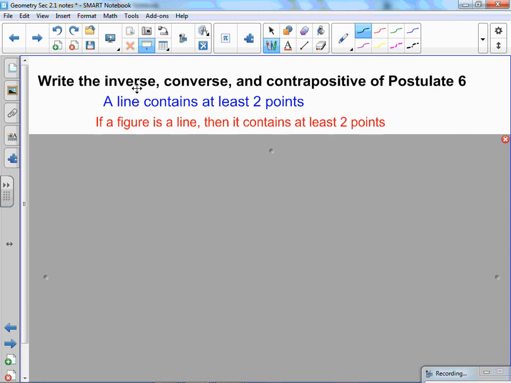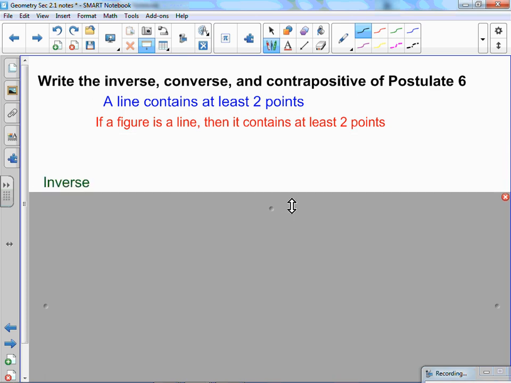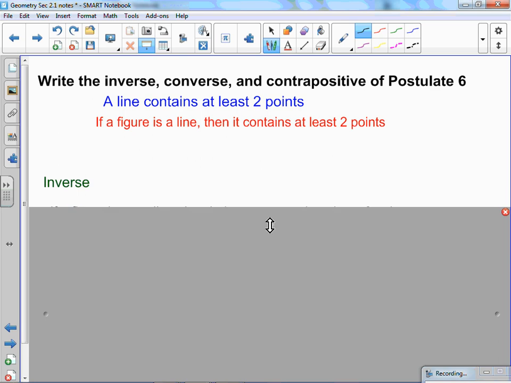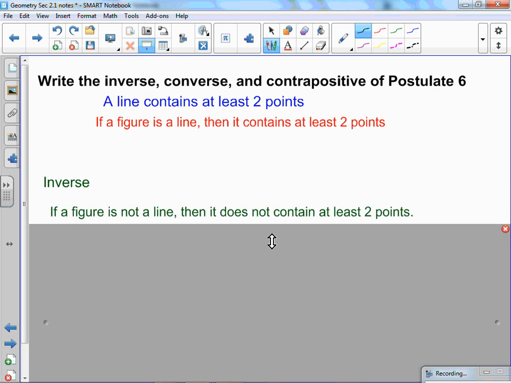So the inverse of that, remember, is going to include nots. It's going to negate the hypothesis and conclusion. So if a figure is not a line, then it does not contain at least 2 points, right? Not here and not there, making it an inverse. Inserting nots into it to make it an inverse.